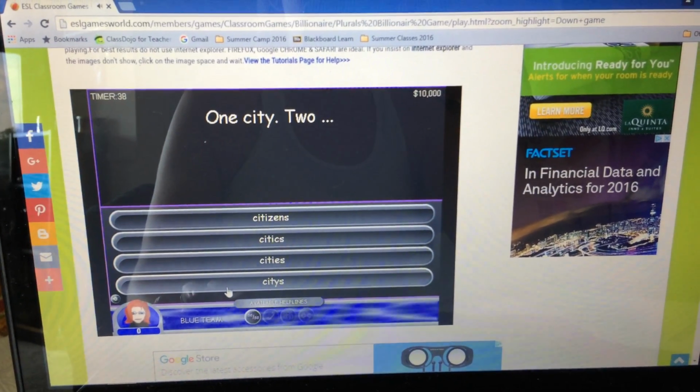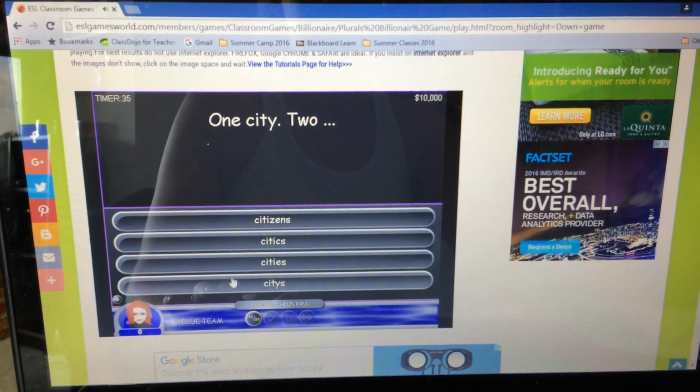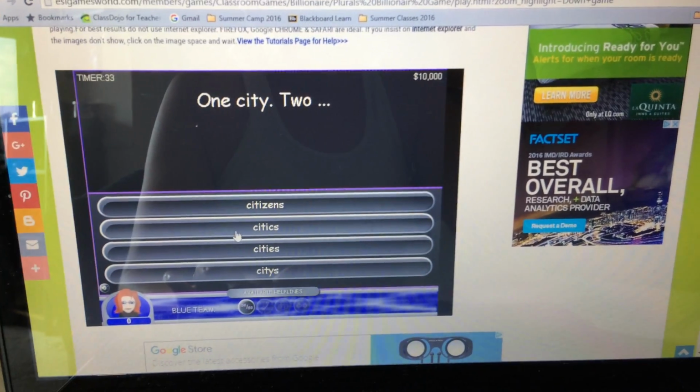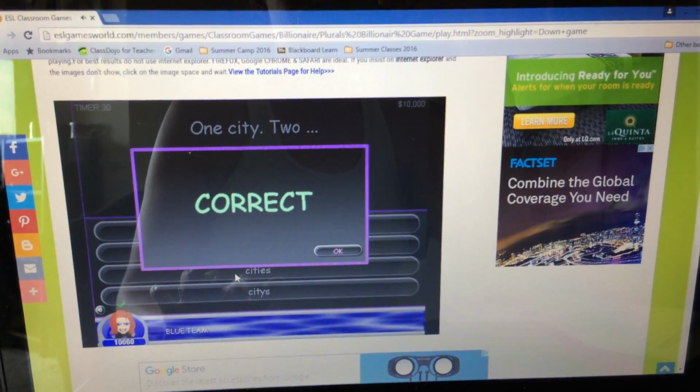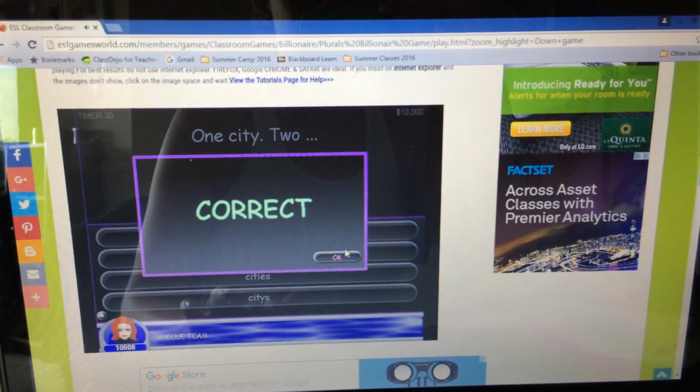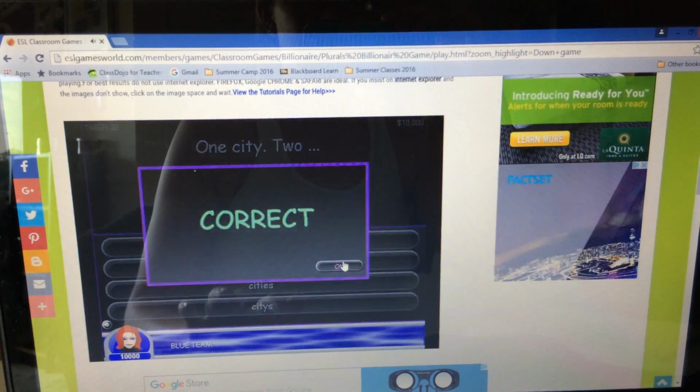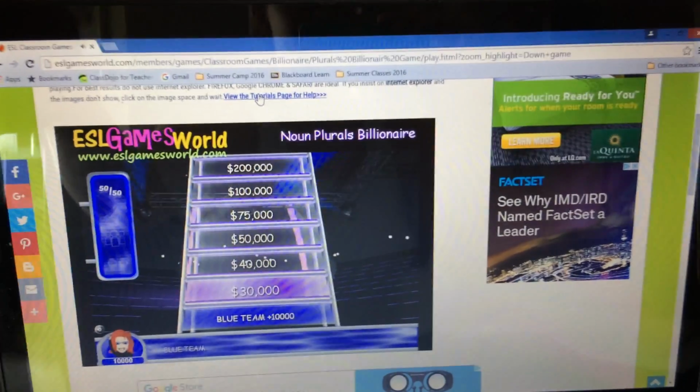1 city, 2 citizens, cities. I have no idea what that is. Cities, and cities with a Y, of course. All right. And then you can keep going up and down. All right, so that's Noun Plurals Billionaire.